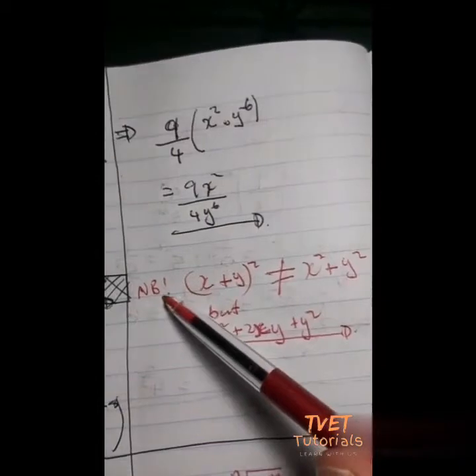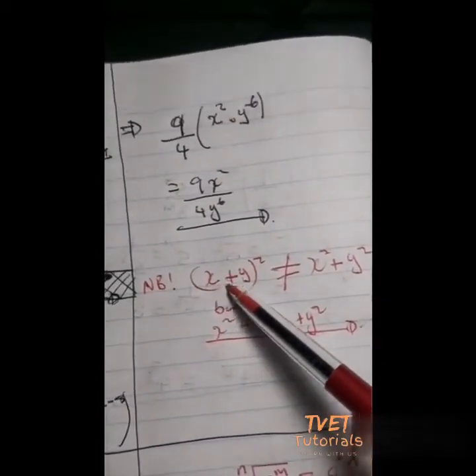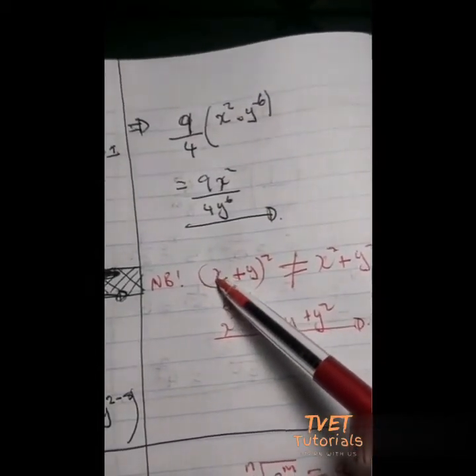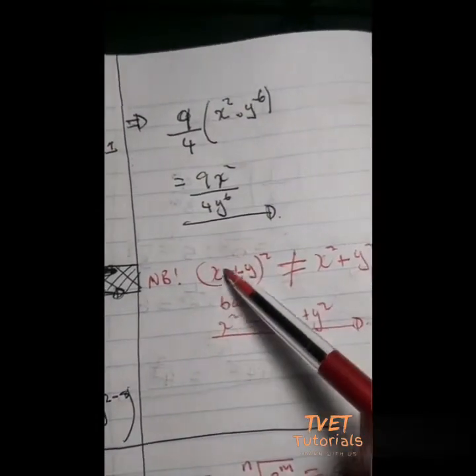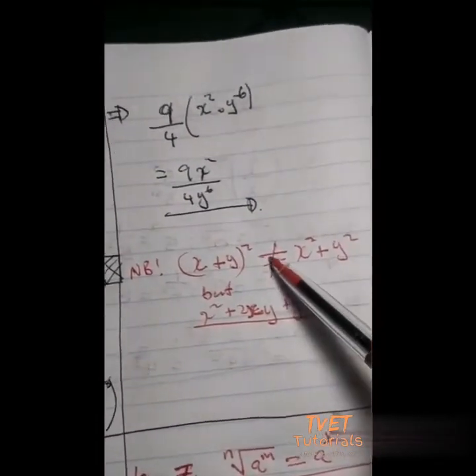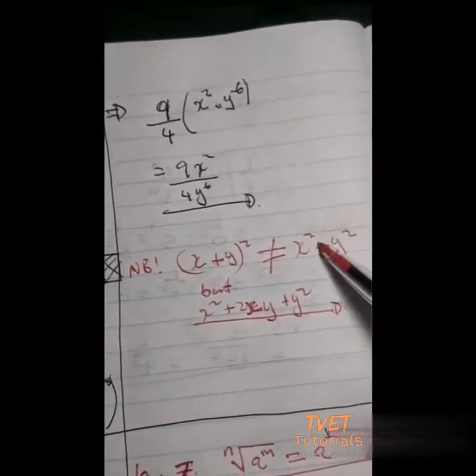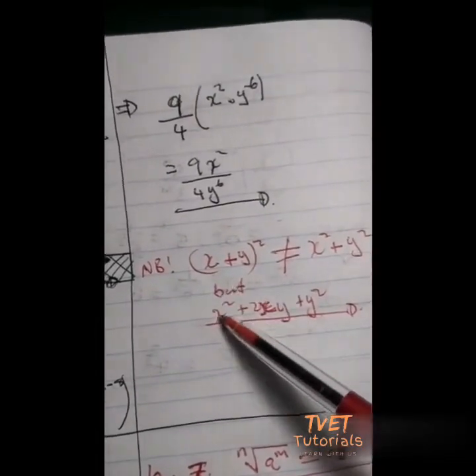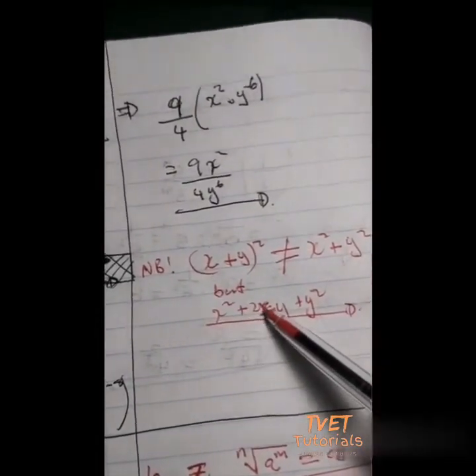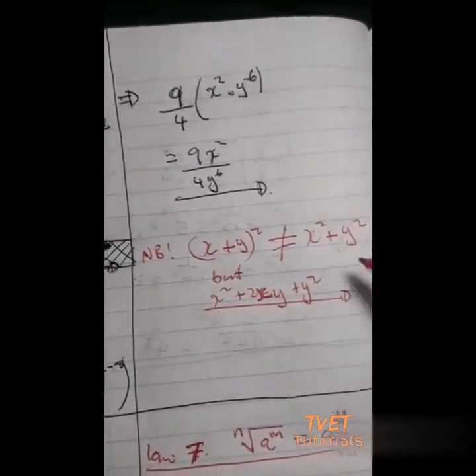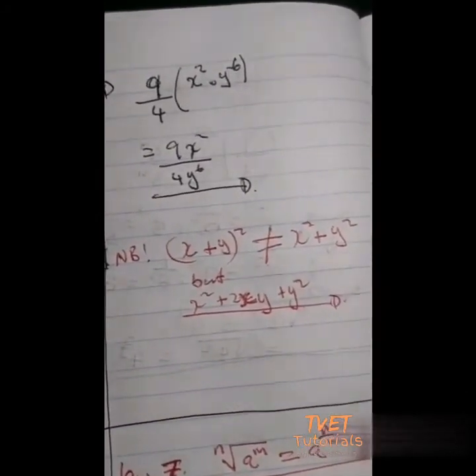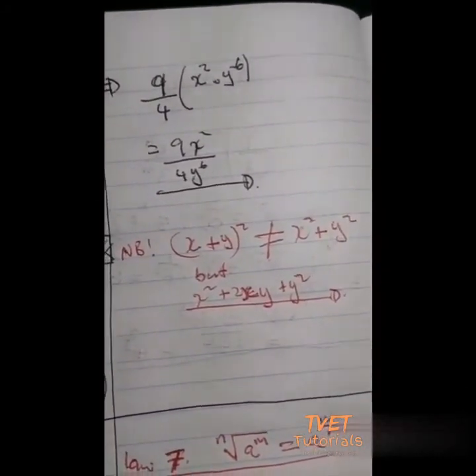Just something of note. Take note that x plus y, all raised to the power 2, is not equal to x squared plus y squared, but it is equal to x squared plus 2xy plus y squared. We'll look at this in the next chapter when we are dealing with algebraic fractions.